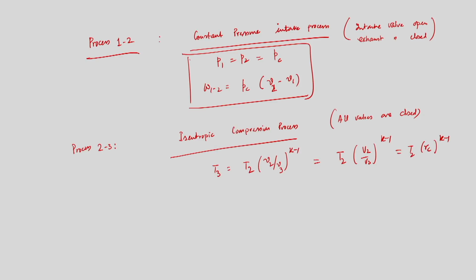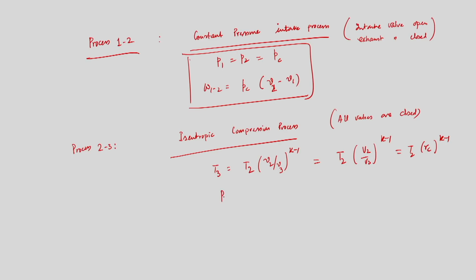So, this is the process 2-3, the isentropic compression process, all the valves closed, fine. Now, the question is, in this process we need to do some work. P3 is equal to P2 into (V2 by V3) to the power k, that is P2 into RC to the power k. This is very important. Isentropic process, so Q23 is equal to 0, no heat interaction, but W23 is there.